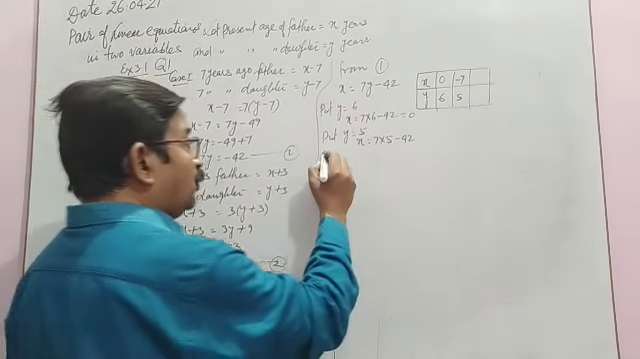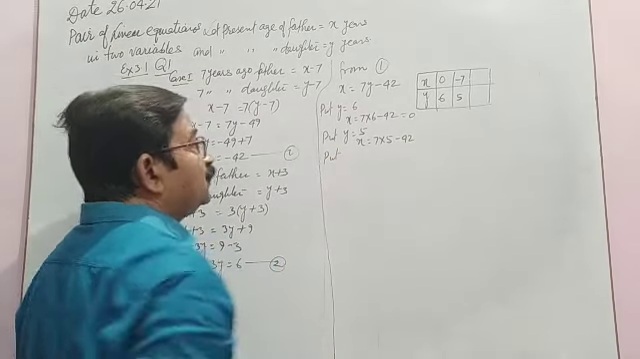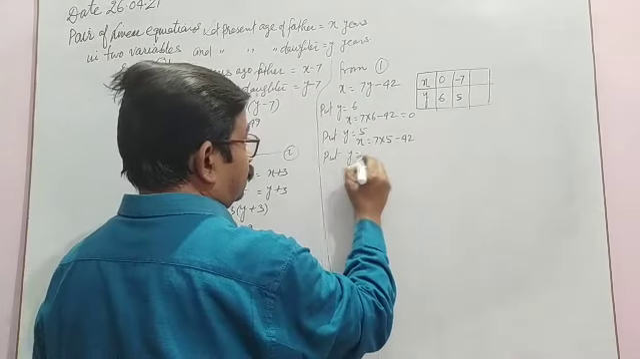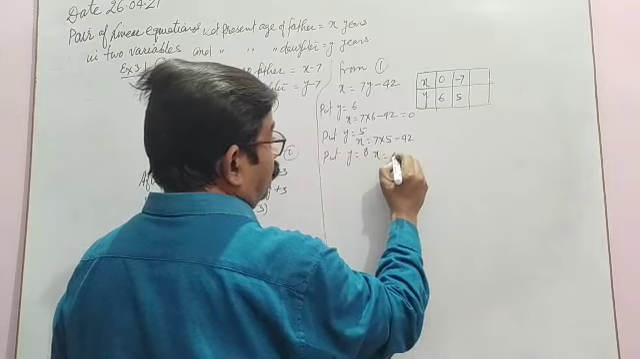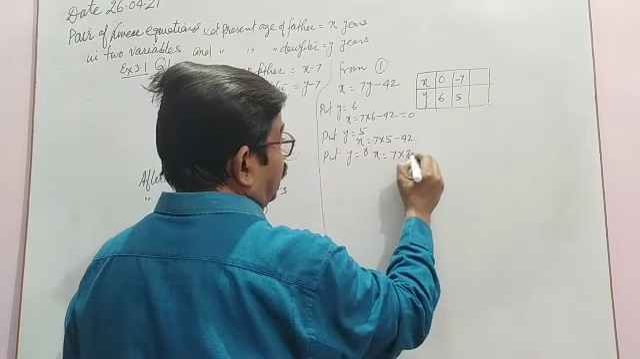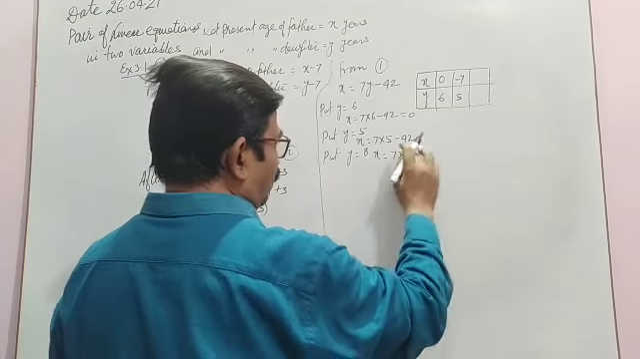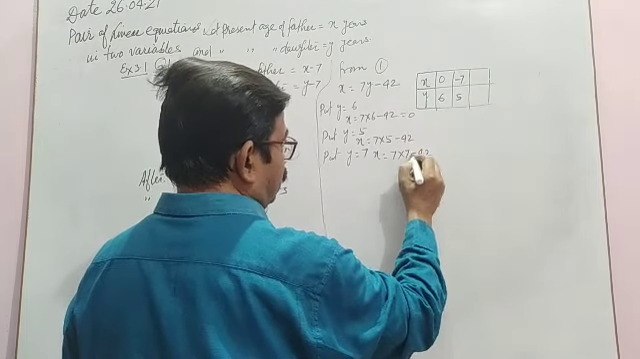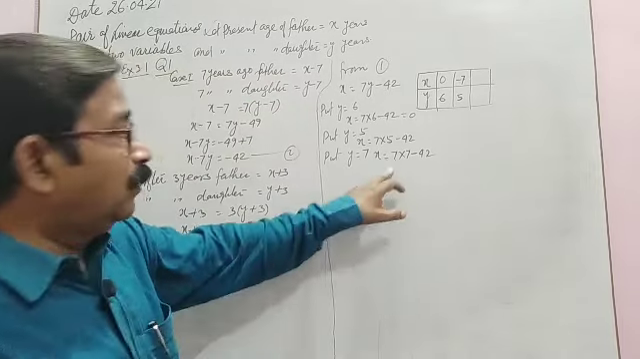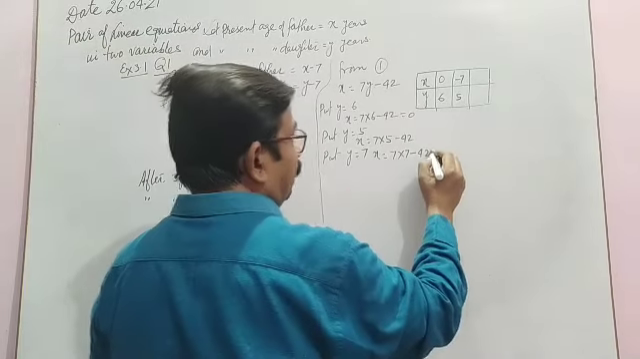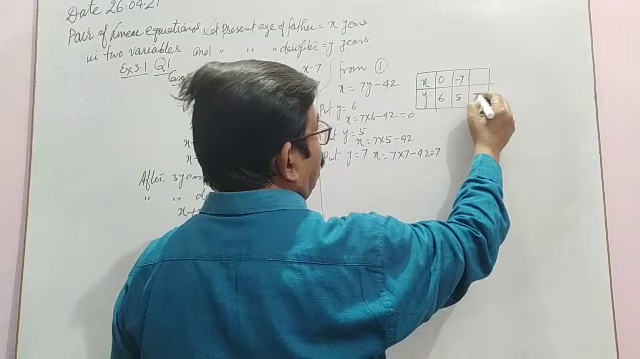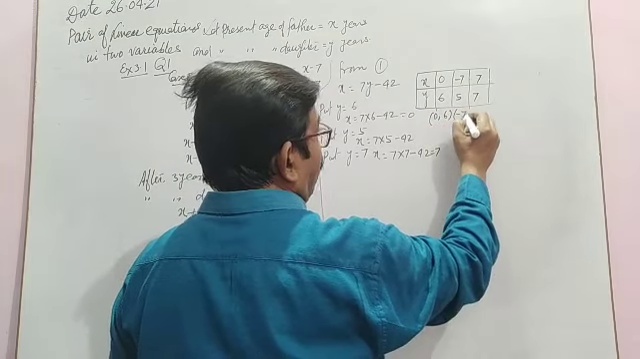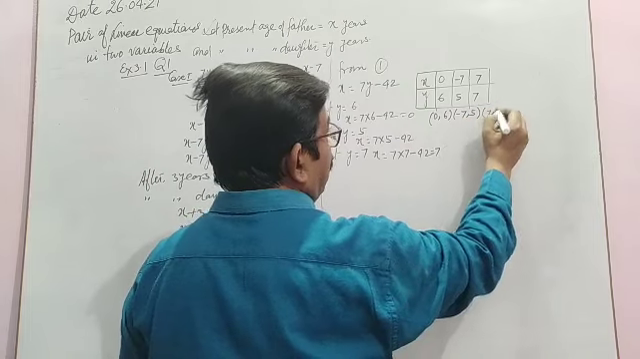Now put y is equal to 8. Then x is equal to 7 into 8 minus 42, or you can write 7. 7 are 49 minus 42 is, we have 7. X is equal to 7, y is equal to 7. We have points 0 comma 6, minus 7 comma 5, 7 comma 7.